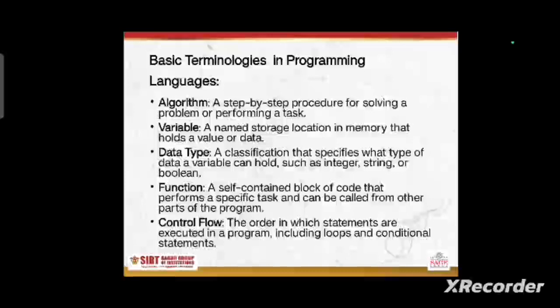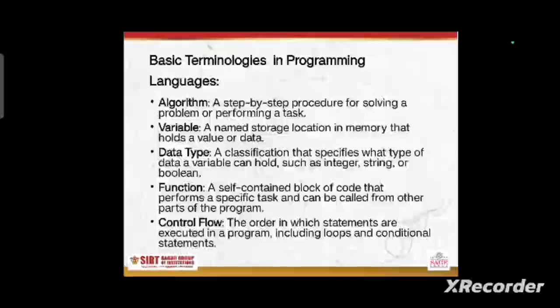Basic terminology in programming: algorithm. So these are the different types of terminology that we use in programming. If we write an algorithm, then it will be easy for us to write a program by using the algorithm. An algorithm is a collection of steps. Variables are a name, storage location, and memory that holds a value.